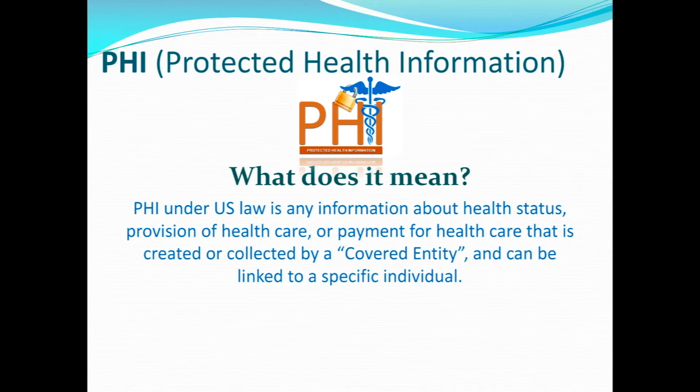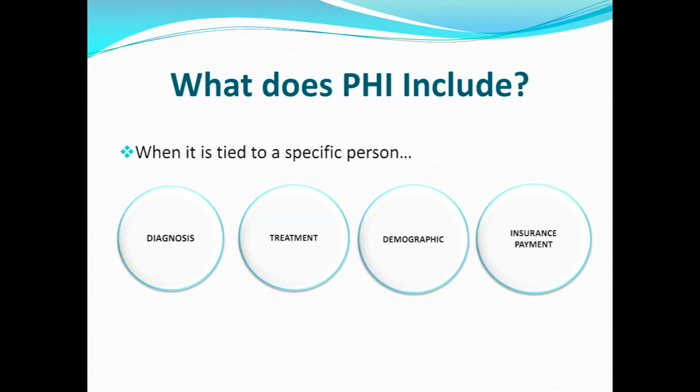PHI, Protected Health Information. What does that mean? PHI under U.S. law is any information about health status, provision of health care, or payment for health care that is created or collected by a covered entity and can be linked to a specific individual. PHI, when it is tied to a specific person, includes diagnosis, treatment, demographic, and insurance payment information.